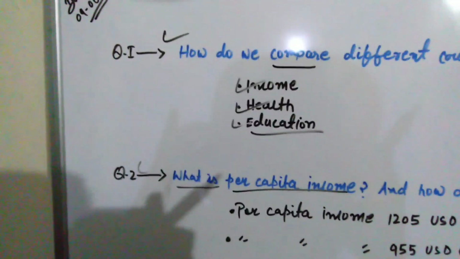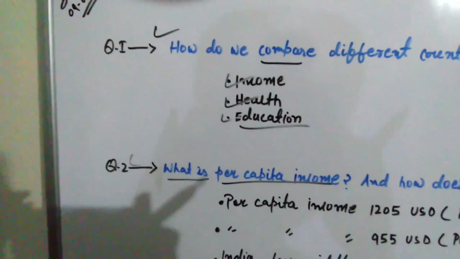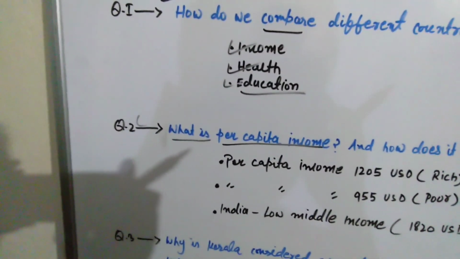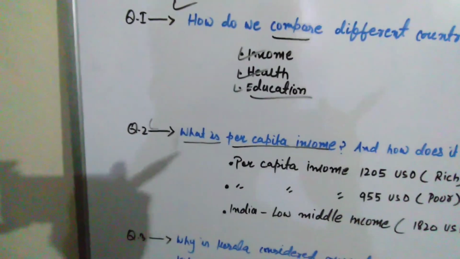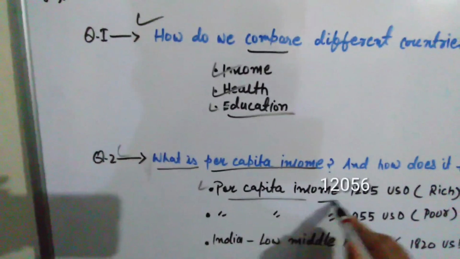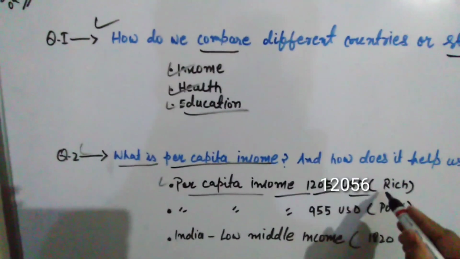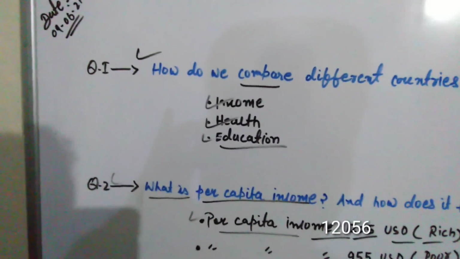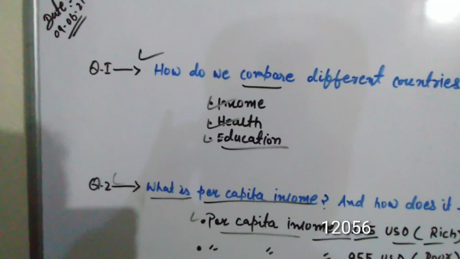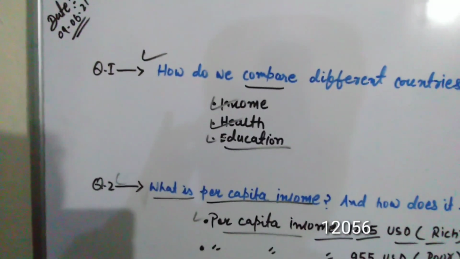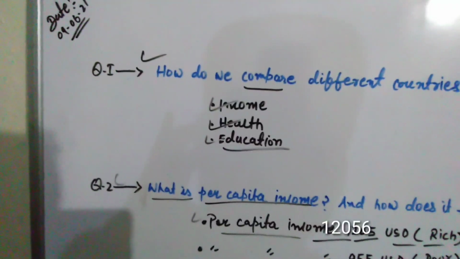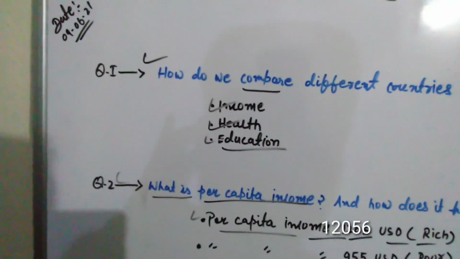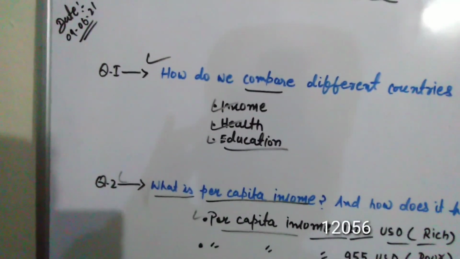And you know that income is one of the most important features of development. So concept of per capita income helps us to classify countries as rich or poor. So first point is per capita income 12 United States dollar, rich. And according to World Bank, people living in a particular country earn 12,056 United States dollar in 1 year. That is equal to 8,80,154 Indian rupees. So that country will be considered as a rich country.